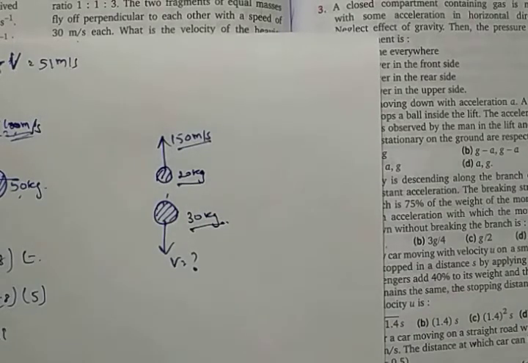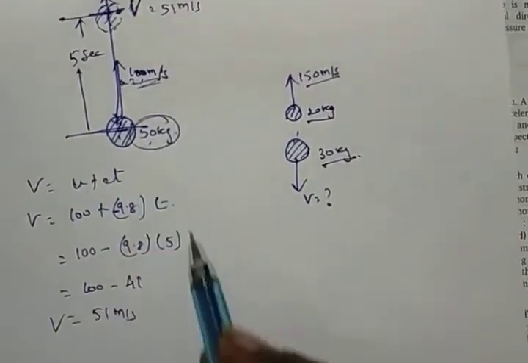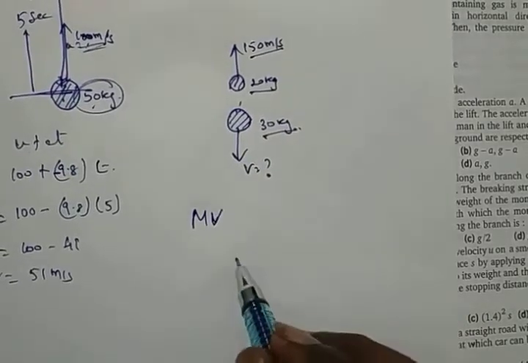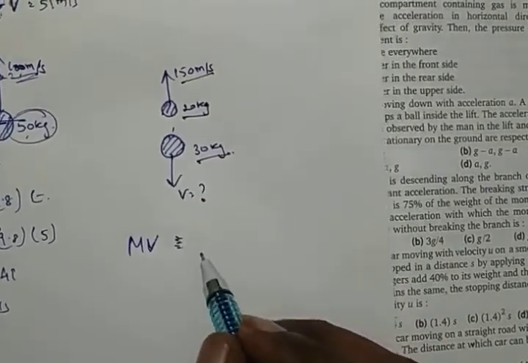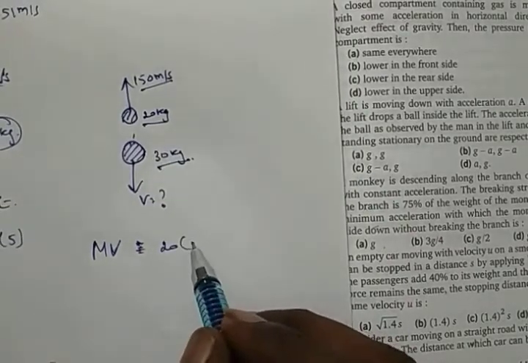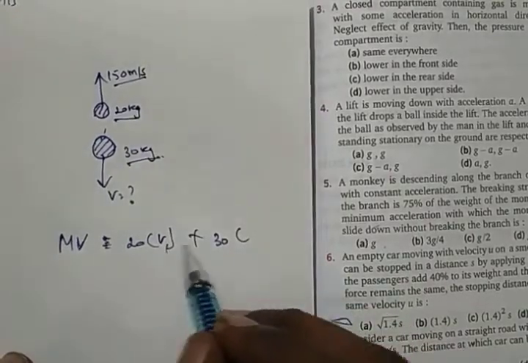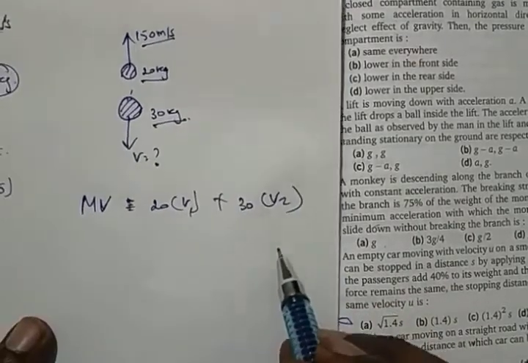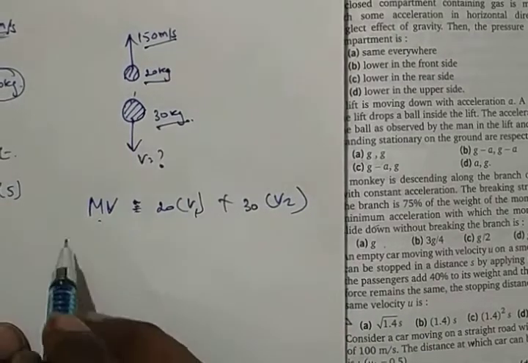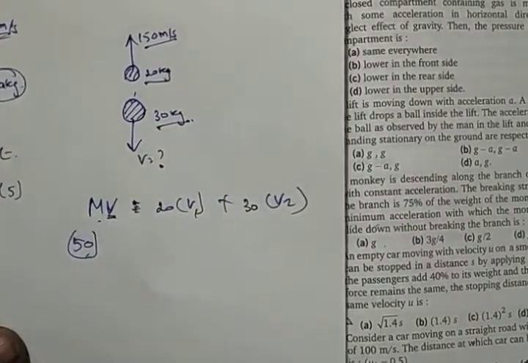So now we got 3 things, right? Now mass is 50, so capital M into V is equal to, now we need to see, small m 20 kg into that velocity plus 30 kg, maybe V1 and V2. You need to find out what is V2. So we'll have to substitute these values and get it. What is capital M? 50. 50 kg is this one. What is the final velocity? It is 51.